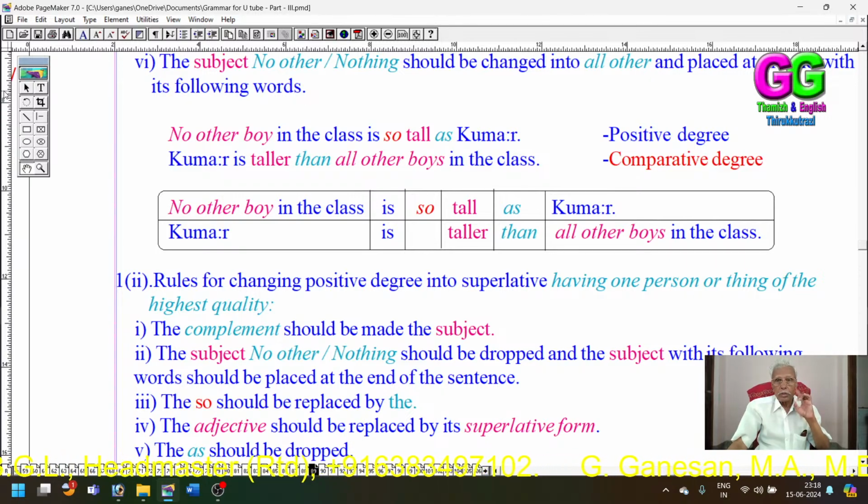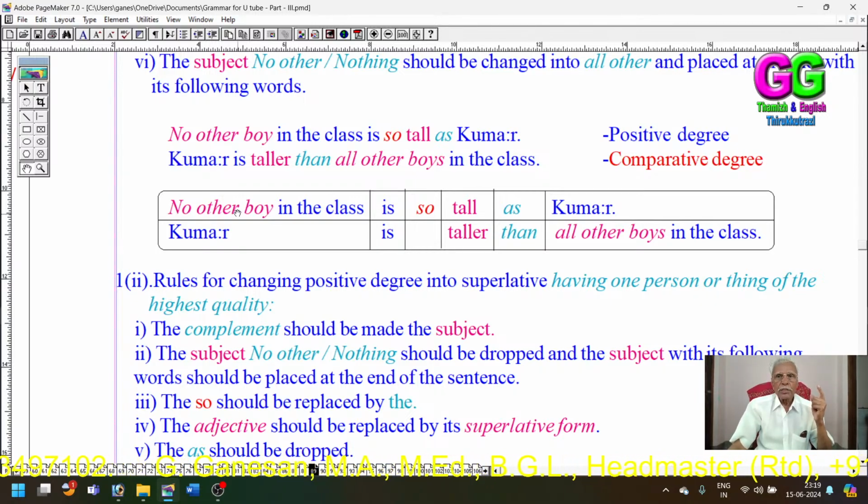Again, no other boy in the class is so tall as Kumar. Now we apply the rules. The complement should be made the subject, rule 1. Then in the verb, as the subject is singular, no change in verb. Thirdly, the scale so should be dropped. Fourthly, the positive form should be changed into its comparative form. Fifthly, the scale as should be replaced by than.